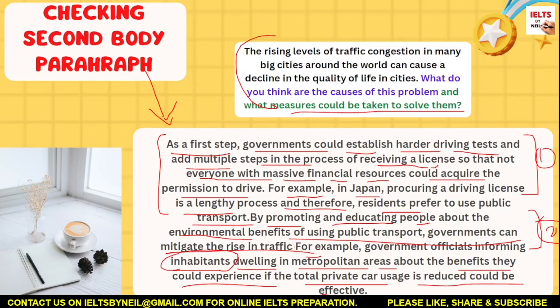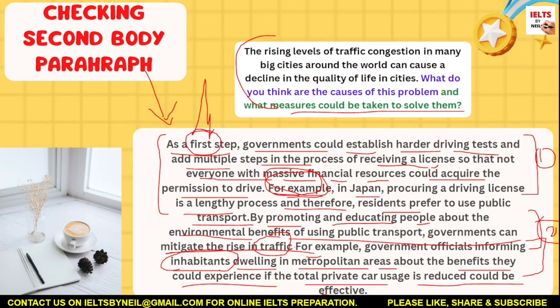Okay, now again, it's kind of educating the people, right? So even in this one, this traffic is used. Now let's have a look at the link words, if the link words are there. So at the first step, this one here, right? Well done.